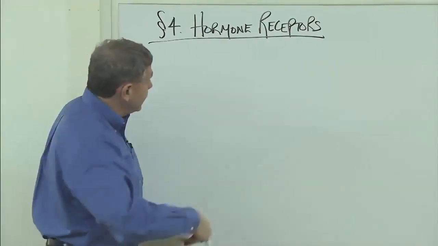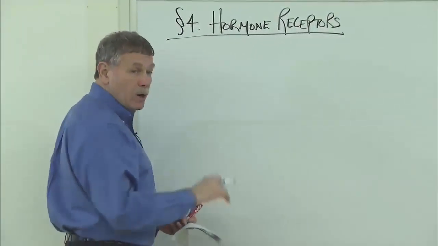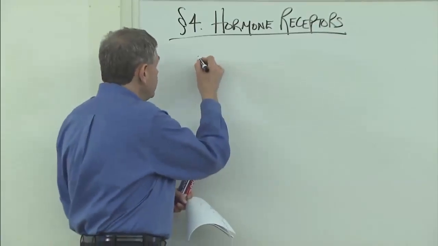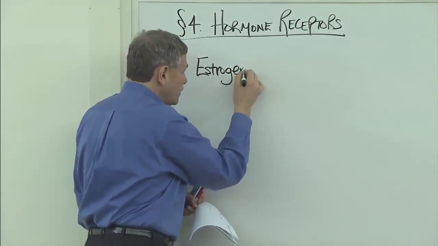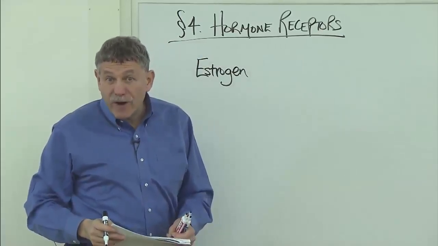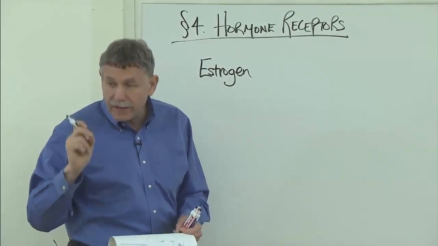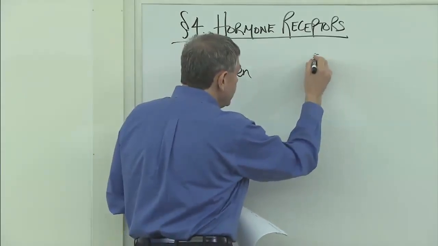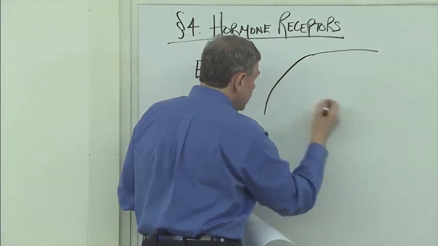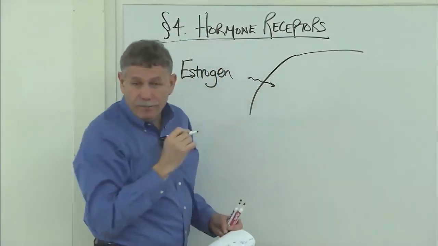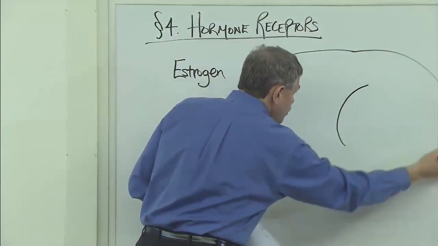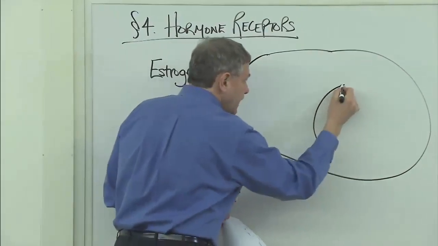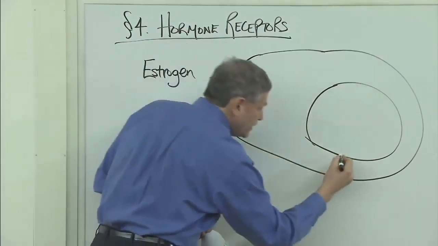Turns out that circulating in your bloodstream are hormones. For example, estrogen is a hormone that circulates in the bloodstream. It's a very hydrophobic molecule, and estrogen can cross through the cell membrane, and now because you have a nucleus, I'm drawing your cell and I'm drawing your nucleus here.